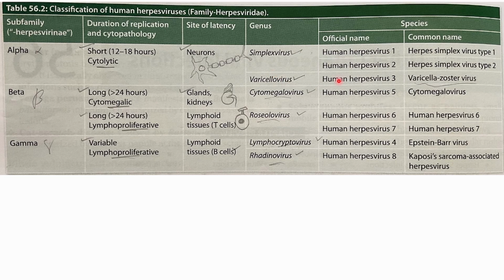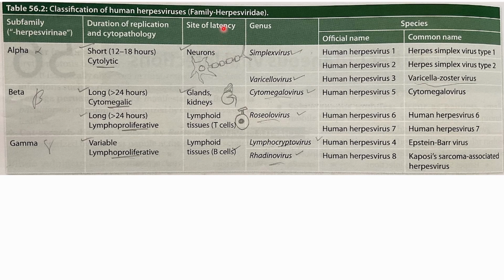Then we have the varicella virus, or human herpes virus 3, the varicella zoster virus. This is the most common one, happening in childhood. That is nothing but chickenpox. Varicella is the chickenpox. What is the meaning of zoster? Zoster means the reactivation of the latent virus. As we have said here, the site of the latency. What is the meaning of latency?